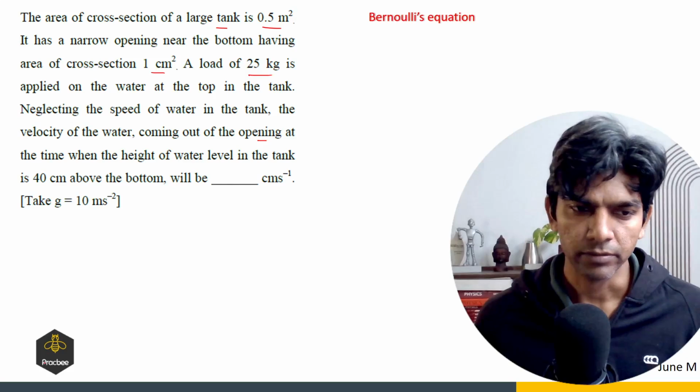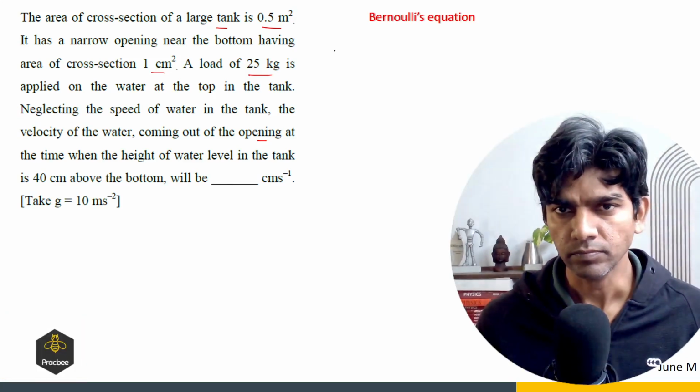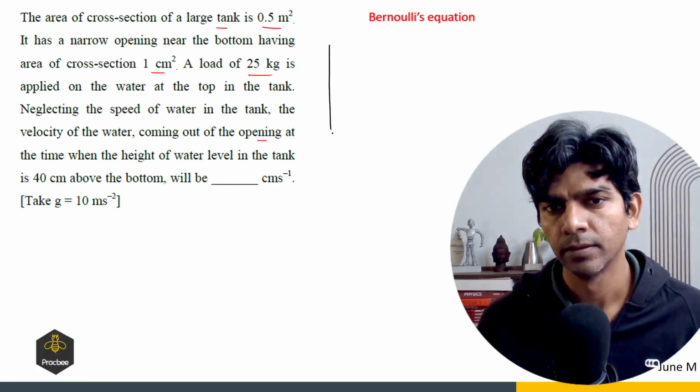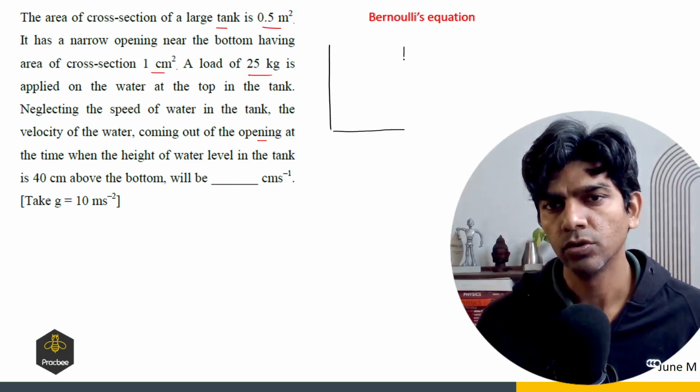So let me first draw the diagram. Here we have a tank and there is a small opening at the bottom.